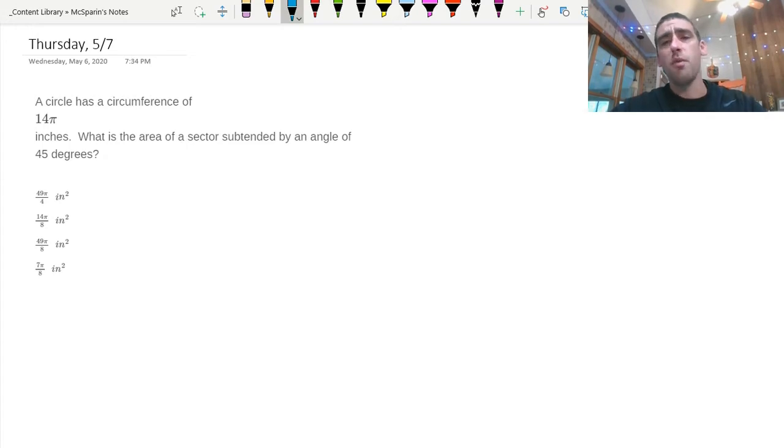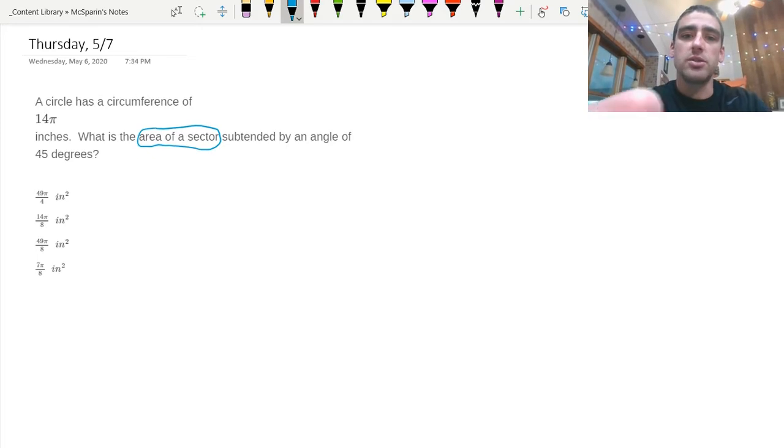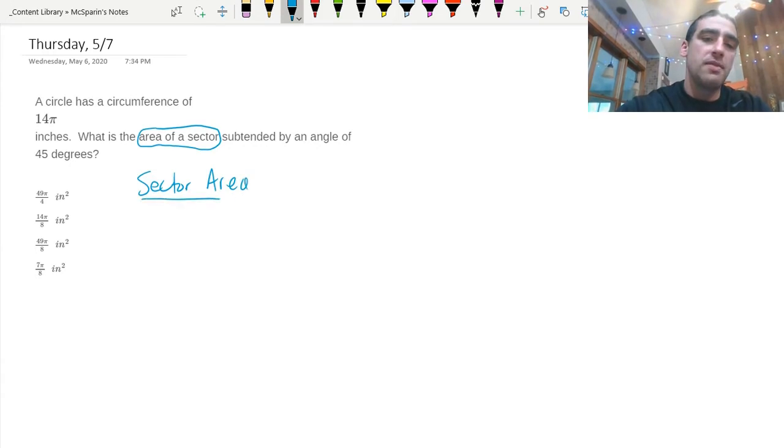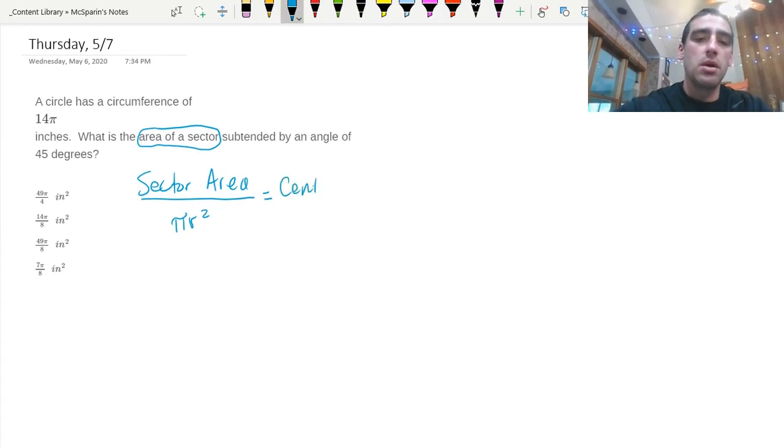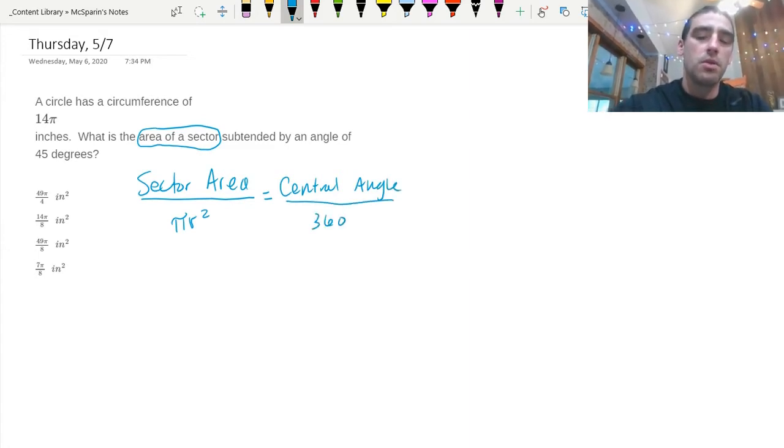Now, hopefully if you watched the previous videos, you know that there are two equations here. I know because I see area of sector that I'm going to use my area of sector equation. So I'm going to go sector area divided by pi r squared, which, by the way, that's just total area, equals central angle over 360. Okay, so I know that that's my equation.